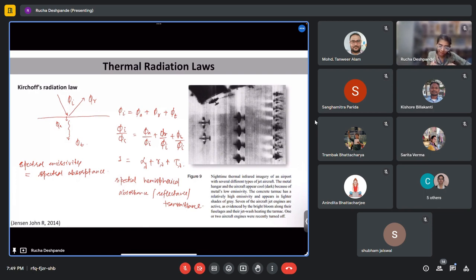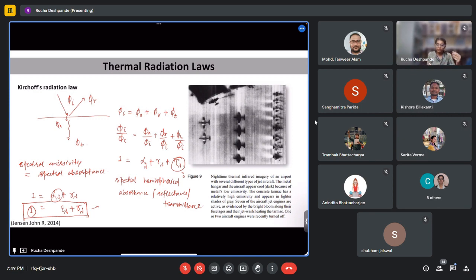So Kirchhoff's radiation law can be updated like this. The transmittance factor becomes 0. So we have 1 equals alpha lambda plus r lambda, and instead of alpha, we can write the emissivity parameter. Right, so the left hand side of this equation would be a constant. Any change happening in one of these parameters would be compensated by the other.